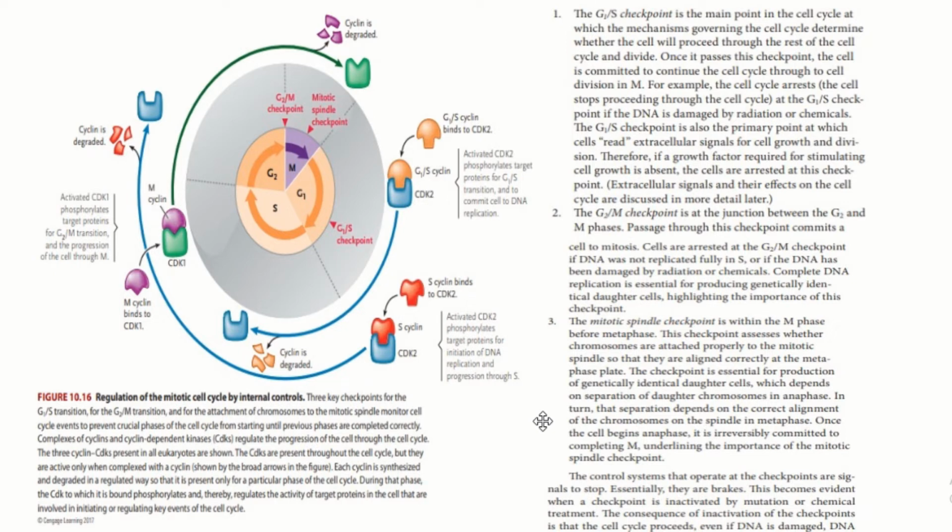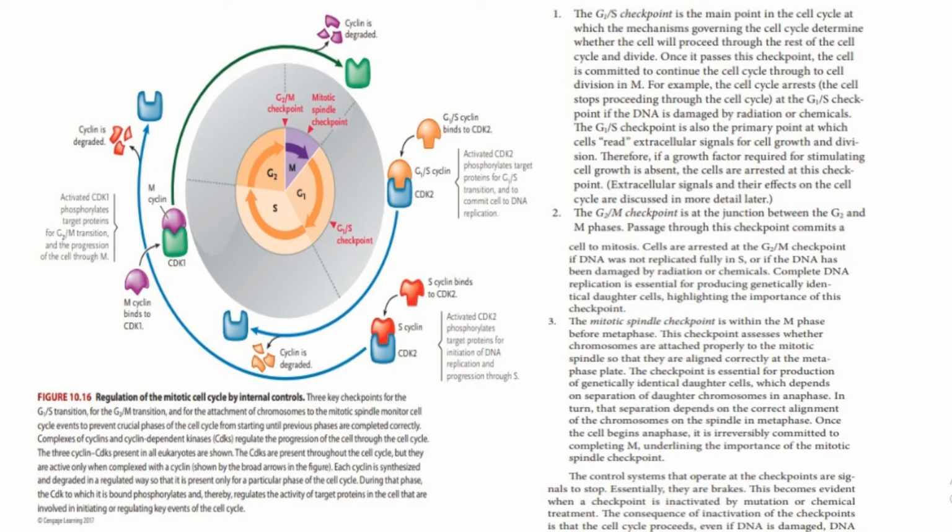The G1 checkpoint is also the primary point at which the cell reads extracellular signals for cell growth and division. Therefore, if a growth factor required for stimulating cell growth is absent, the cells are arrested at this checkpoint.